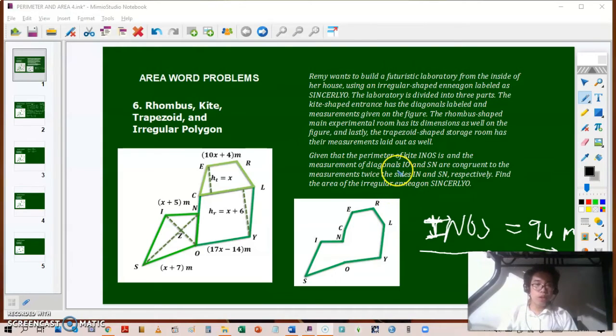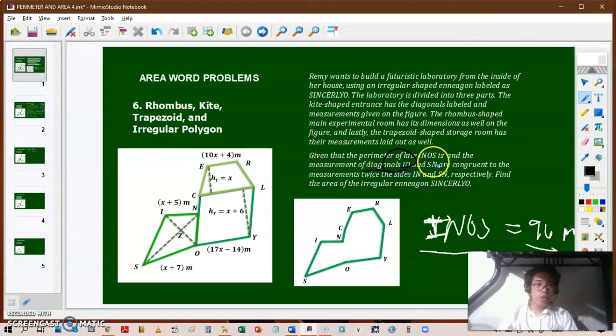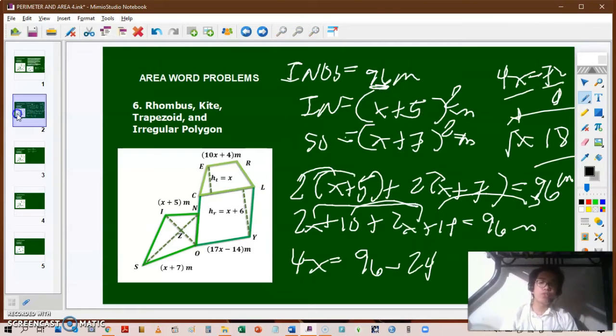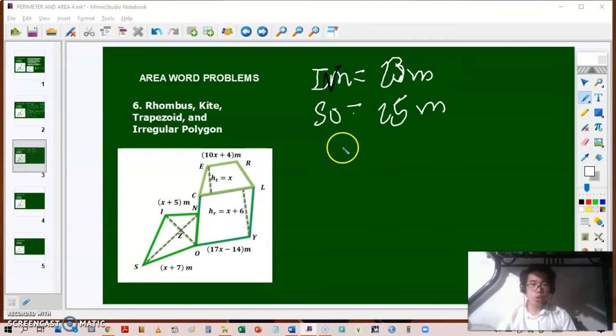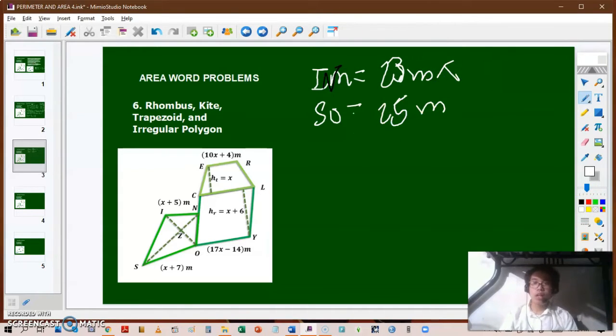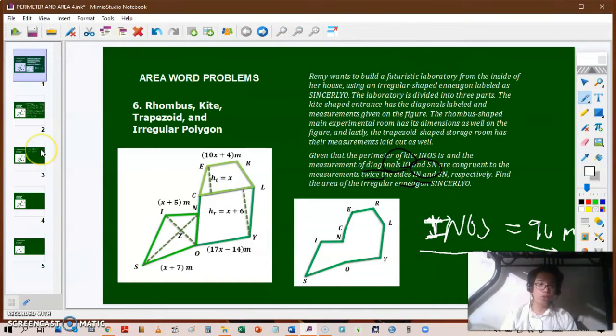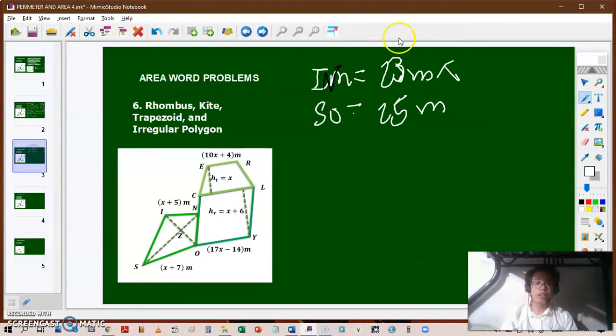To get the measurement of the diagonals IO and SN, because we need IO and SN to solve for the area of the kite. The clue here is that their measurement is twice the sides of IN and SO respectively. So we already solved for those two sides. IN is equal to 23 and SO is equal to 25. As stated here on our given, it's twice, so we have to multiply them by 2 to get the diagonals.